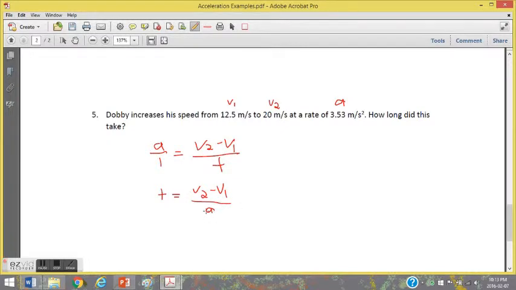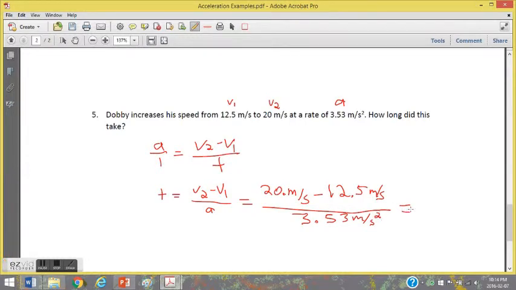Alright, so this is equal to v2, which is 20 meters per second, minus 12.5 meters per second, all divided by 3.53 meters per second squared. Make sure you do all of the math, so 20 minus 12.5, and that's either got to be in brackets or you hit equals, and then divided by 3.53. I have 2 significant digits, and so this is going to be 2.1 seconds.